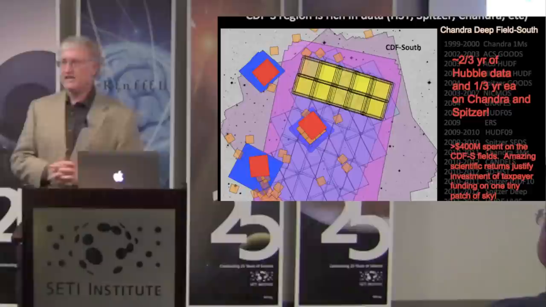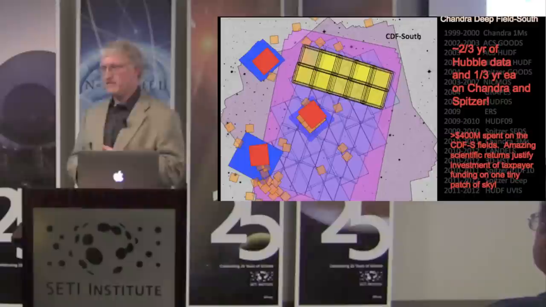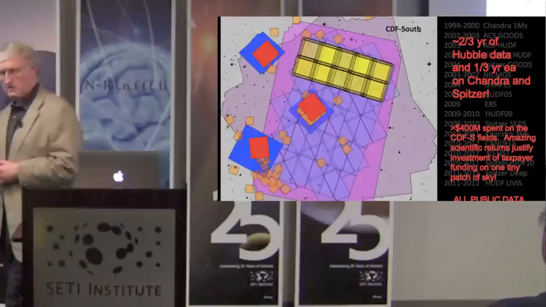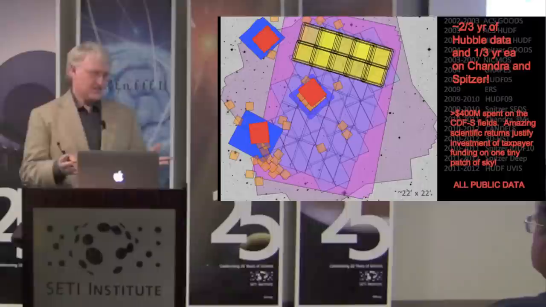In fact, I did a calculation the other day. I knew that we'd invested a lot of resources in this area. 2/3 of a year of Hubble time has gone into this. 1/3 of a year on Chandra, 1/3 of a year on Spitzer. If I take the current value of those telescopes, life cycle cost, and work out what the investment is of taxpayer dollars in this area, just this little tiny spot on the sky, it's $400 million. This is a huge amount of resources. So that's one of the reasons why we think it's nice to be public.